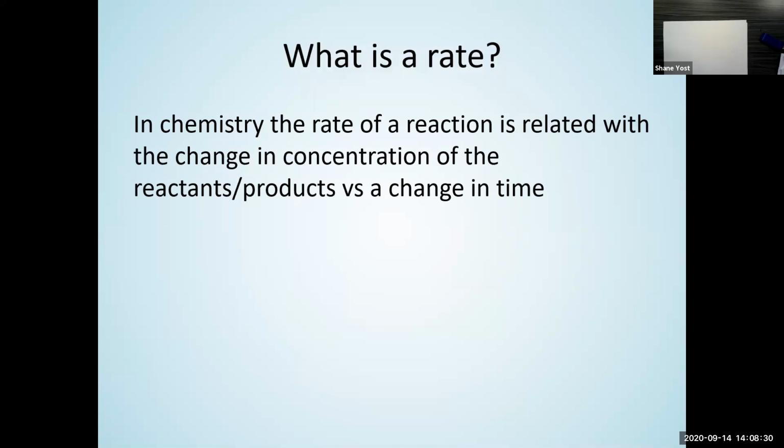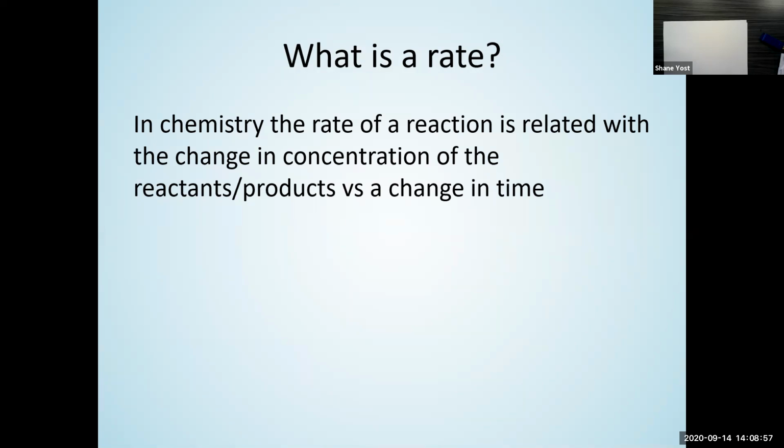So that roughly is what we're referring to when talking about chemical kinetics. Kinetics is the study of rates, and so chemical kinetics is the study of chemical reaction rates. We use this all the time in labs to understand not just how fast a reaction goes, but how we might be able to speed it up and slow it down.